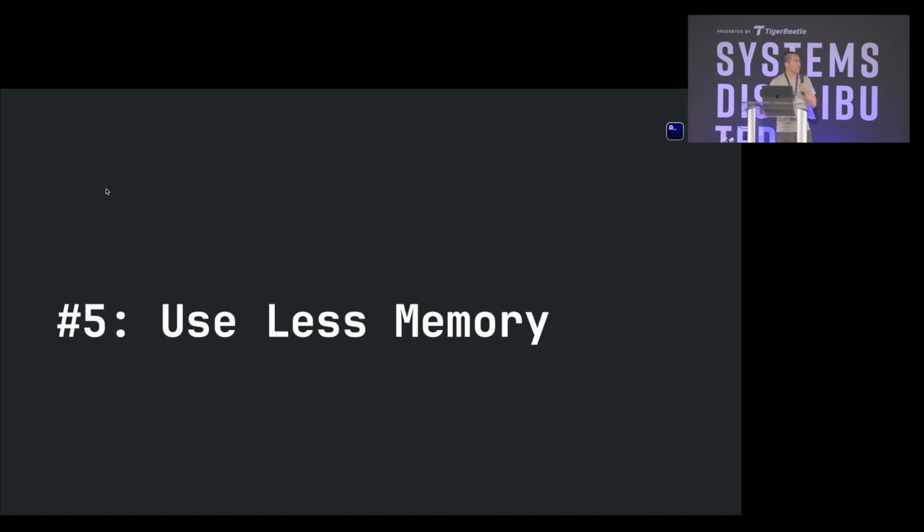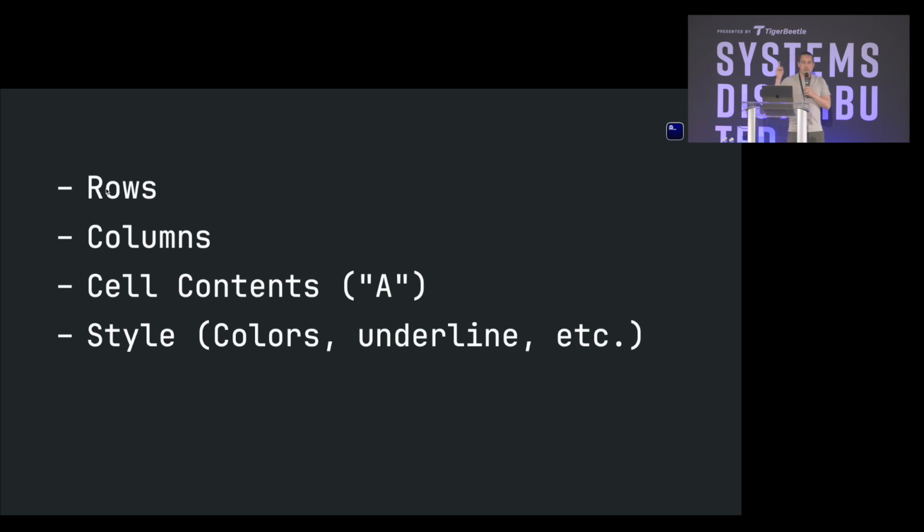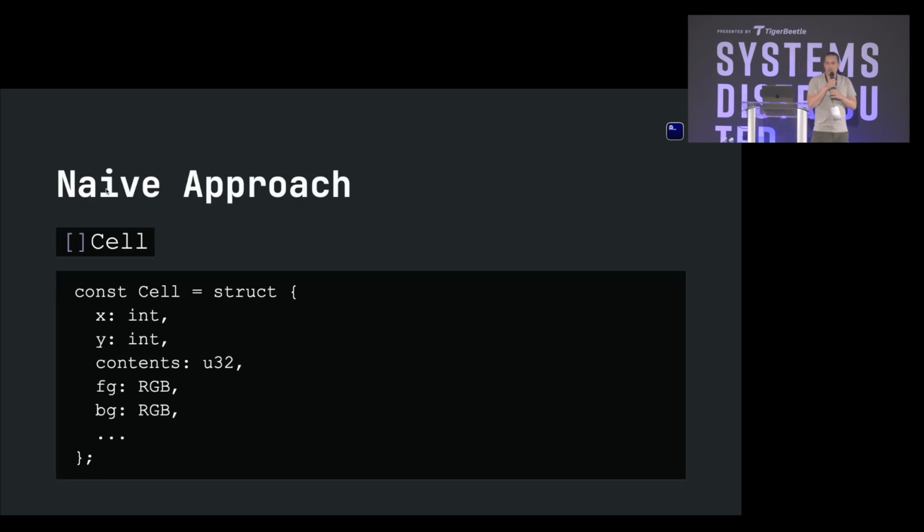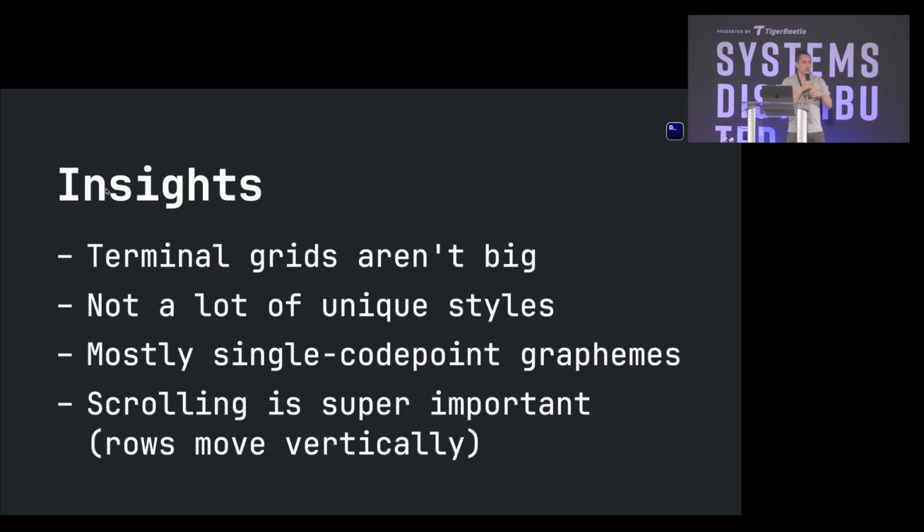Use less memory is the first one. Using less memory makes things faster because it makes things more cache friendly. A terminal has rows, columns, cell contents, and style. The naive way to do that is an array of cells where each cell is this, right? But there are a few insights. Terminal grids aren't that big. What's visible at any given moment is roughly 100 columns by 40 rows.